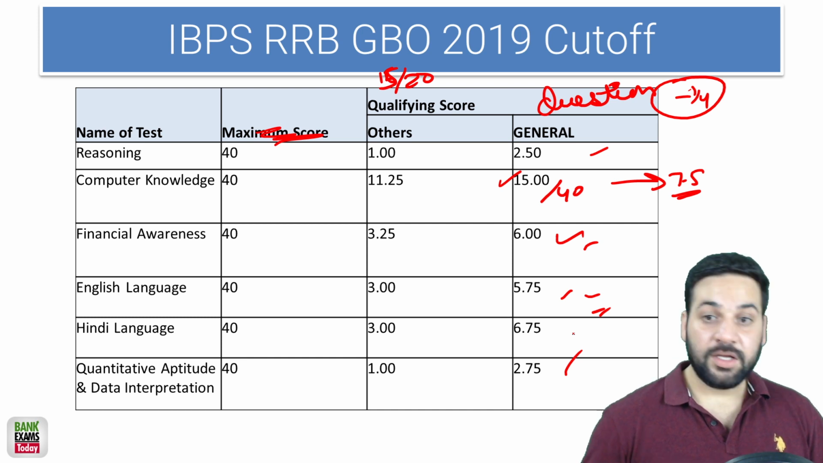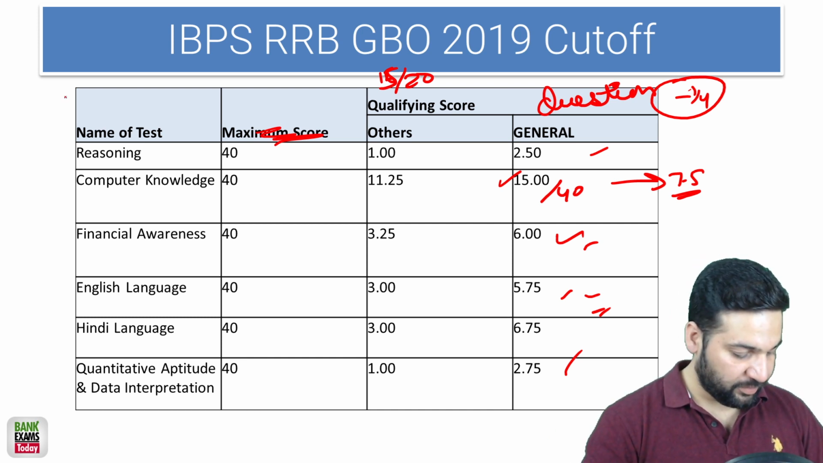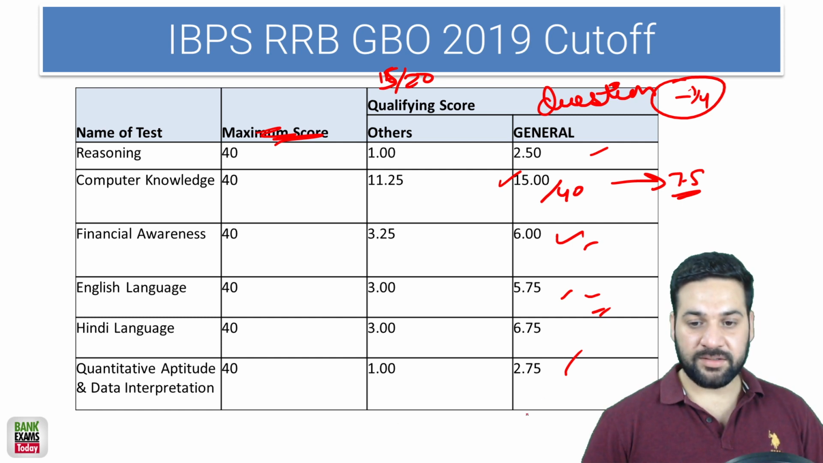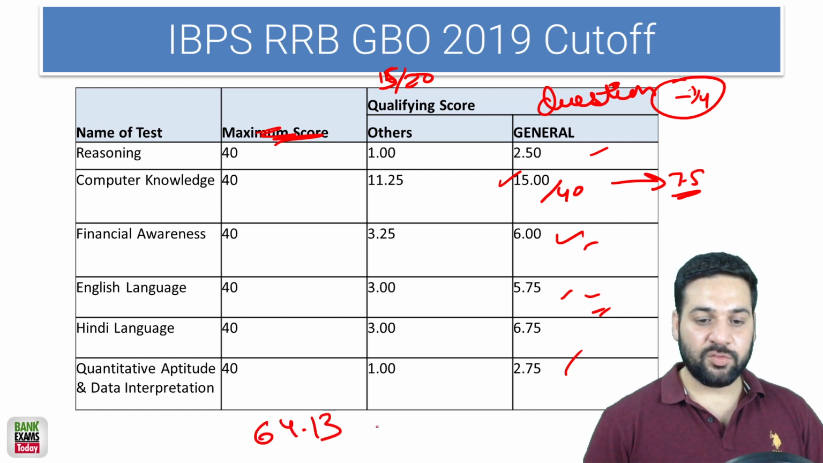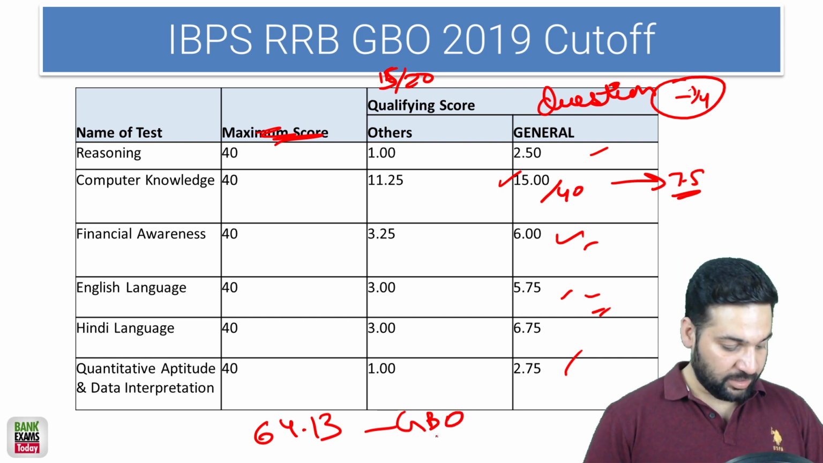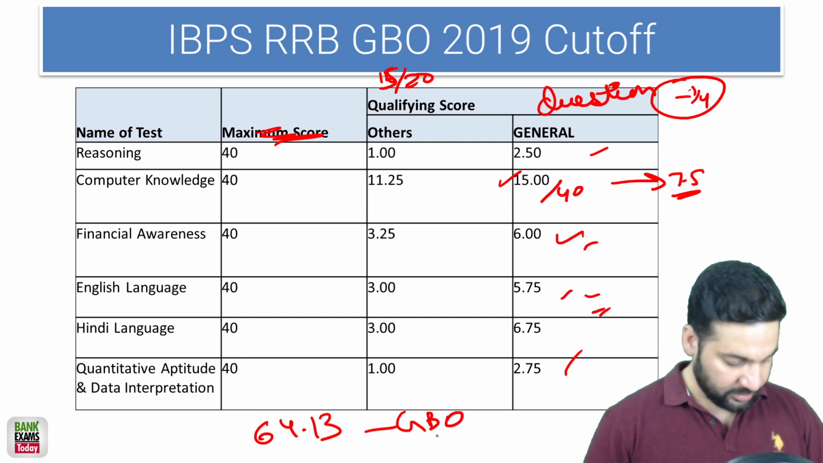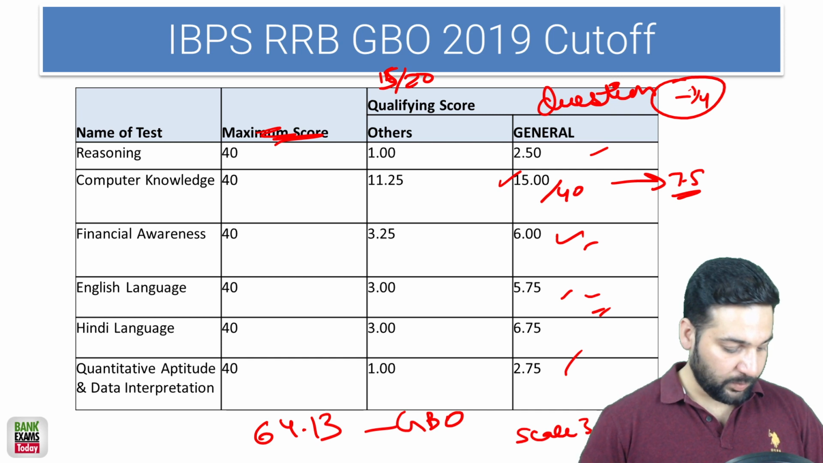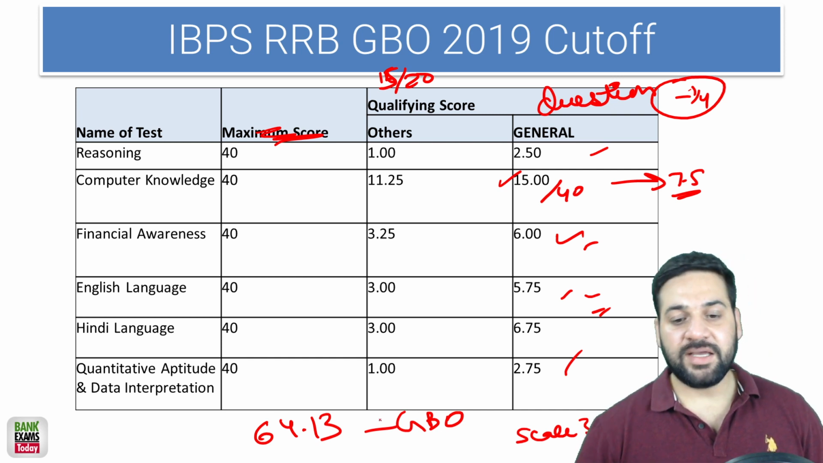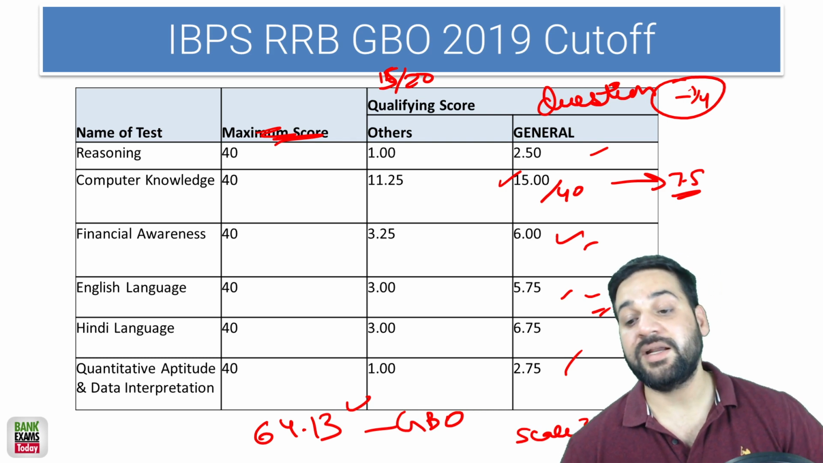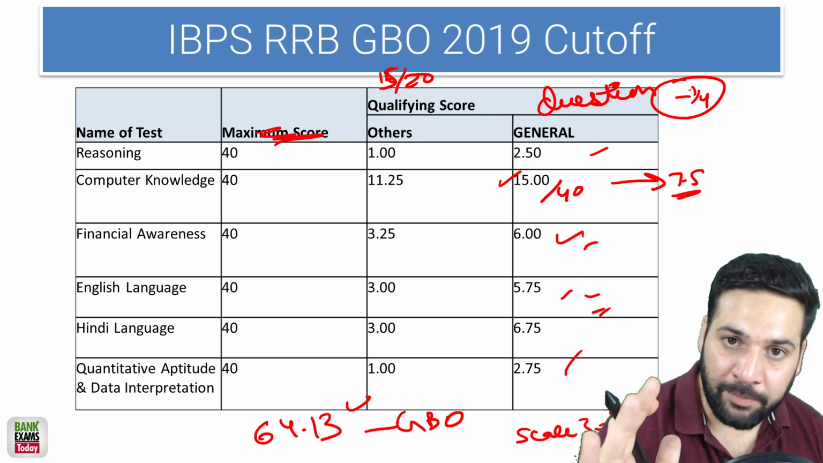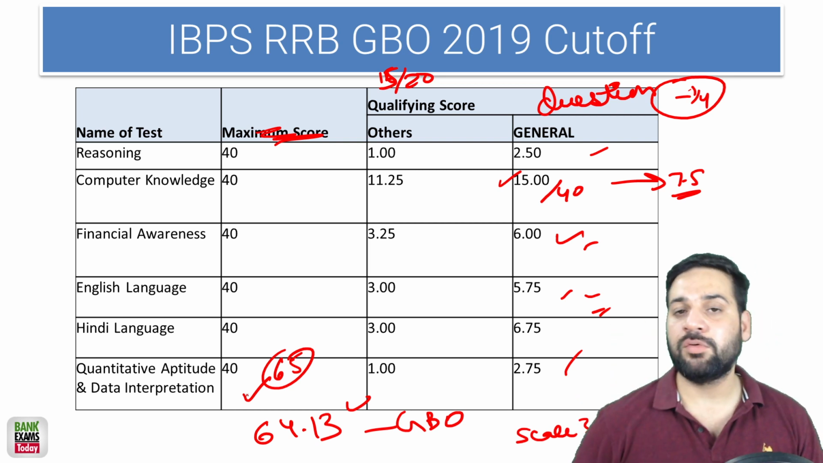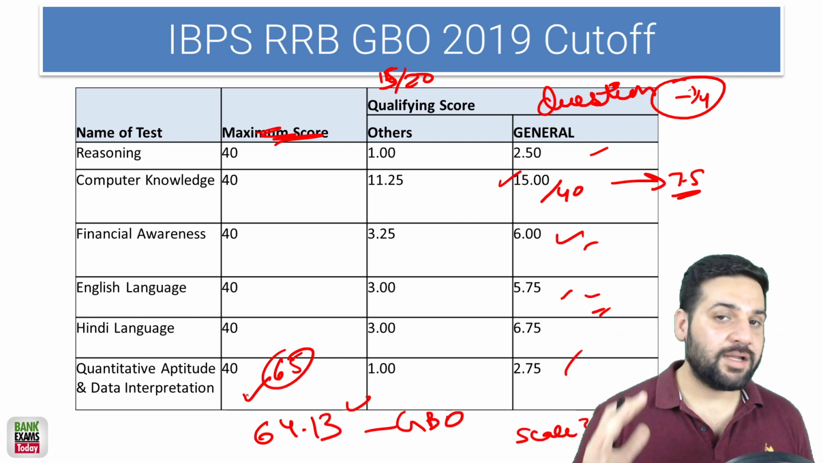And yes, the total cutoff for the GBO was 64.13. 64.13 was the total cutoff for scale 2 GBOs. ठीक है. And then for scale 3, it was 83.94. ठीक है. Scale 2 it was 64.13. For scale 3 it was 83.94. But one important thing, if you score, let's say 64.13, if you score 65, you'll get the interview call, but you won't be able to crack the interview. It would be very difficult.